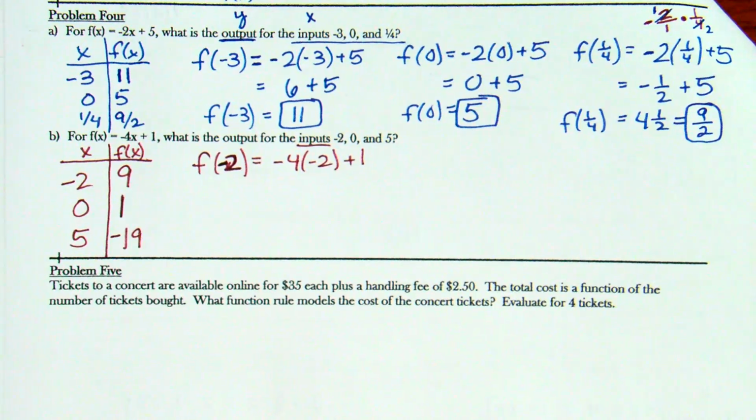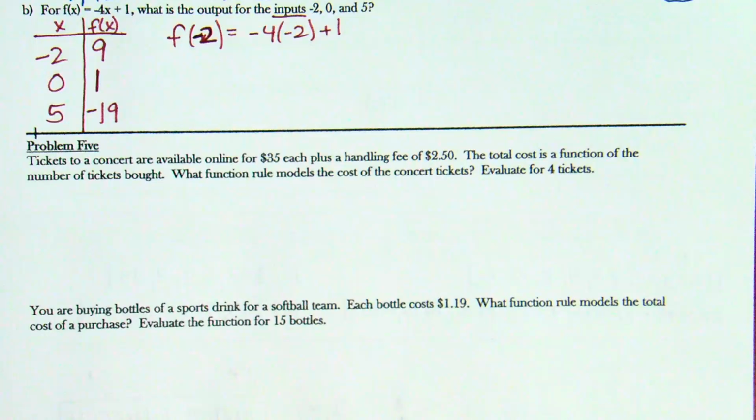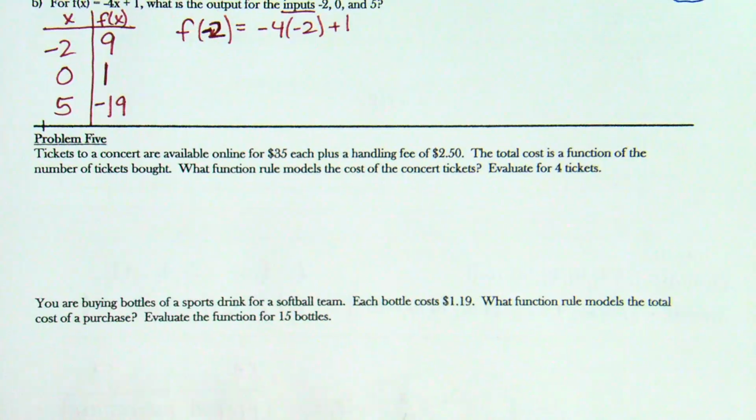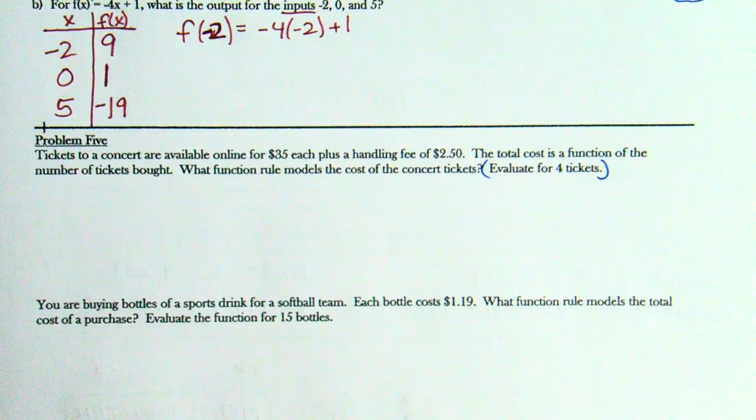Okay, I do want to take a moment and look at these word problems. I know there are times that I skip word problems. You've already seen that because we run out of time and stuff. But you've also got to realize these are important here. So, tickets to a concert are available online for $35 each, plus a handling fee of $2.50. The total cost is a function of the number of tickets bought. What function rule models the cost of the concert tickets? And I'm going to ignore that last part for a moment. We'll evaluate later. What they are asking right now is what function rule.